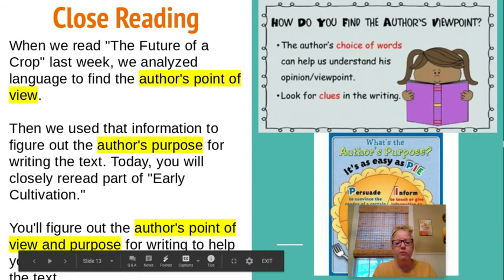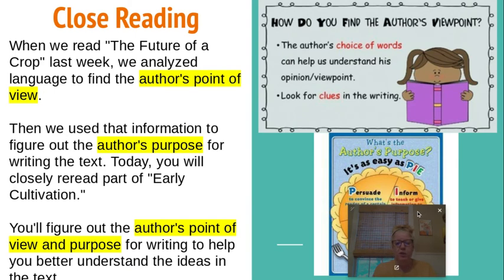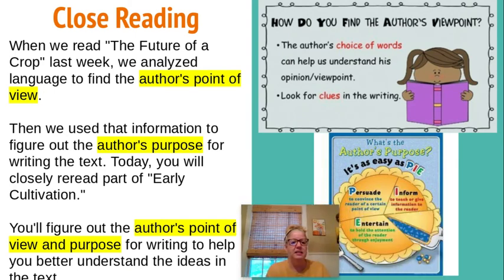So when we read The Future of a Crop last week, we analyzed language to find out the author's point of view. Then we used that information to figure out the author's purpose for writing the text. So today we're going to closely reread part of the paragraph Early Cultivation from the story A Short History of a Special Plant. And we'll figure out the author's point of view and the author's purpose for writing to help you better understand the ideas in the text.